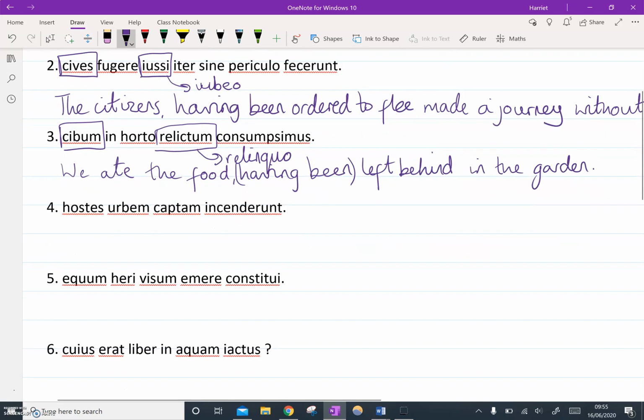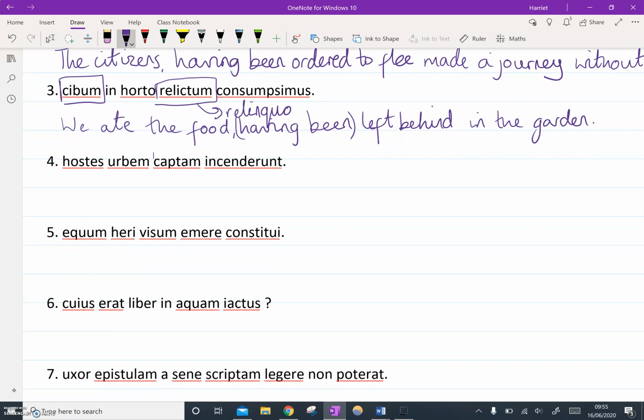Okay. Number 4, the PPP this time is captam. The start of it comes from the verb capio, I capture, and the ending is feminine accusative singular, like an adjective. We've got another feminine accusative singular here, urbem. Not as obvious this time because the endings don't match, because urbs belongs to the third declension, whereas PPPs follow the first or the second declension. So their endings are going to look different, but they're still the same case, number and gender. So as they're accusative, we won't start with them. We do have a nominative here, however, hostes, so the enemy.